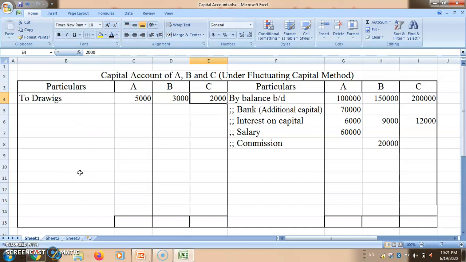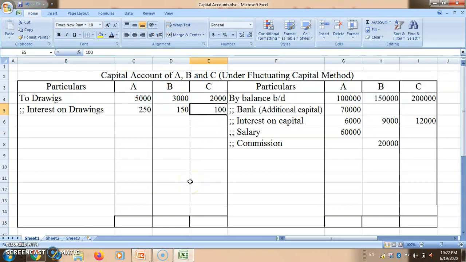Then interest on drawings. That also decreases the capital, so it will be debited. To interest on drawings. For A, how much? 250. B, how much? 150. And C, how much? 100. So that is written.